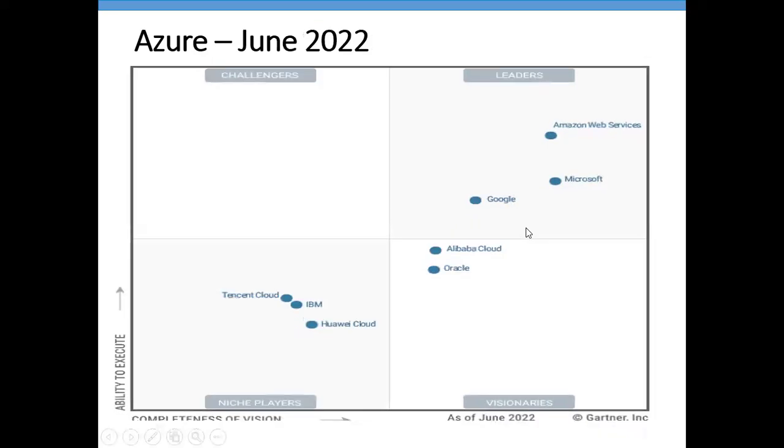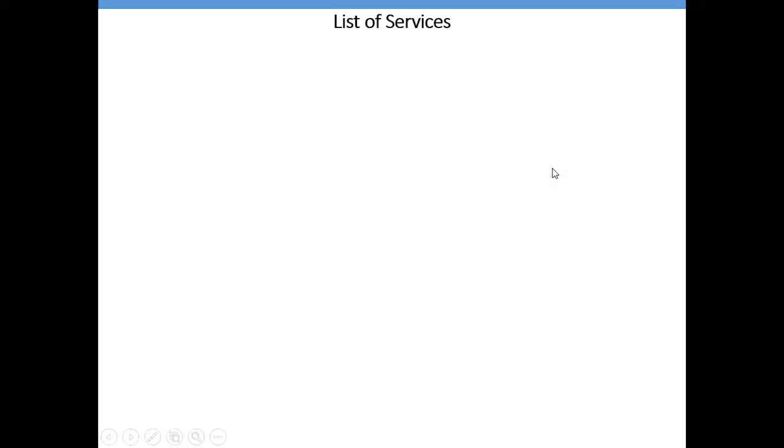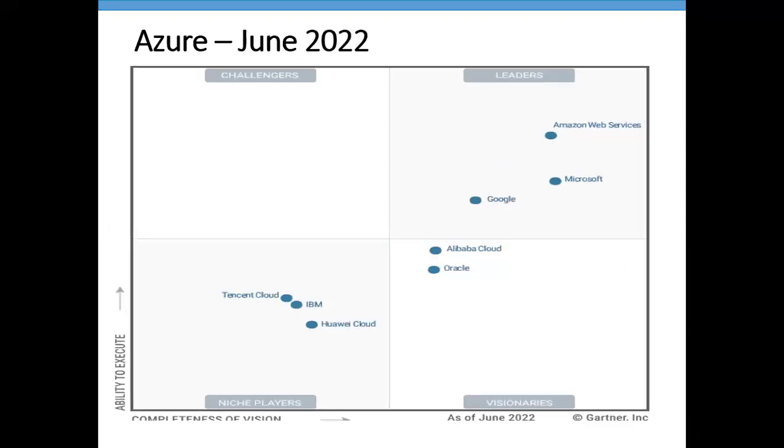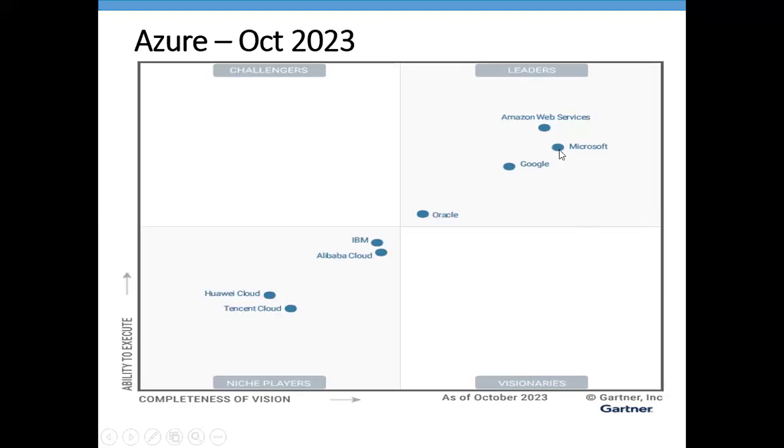Now you can see in June 2022 how much of a gap we have in position. Then October 2023. Here it is. So earlier, whatever gap we had between number 1 and number 2 has been reduced. Other than AWS, other clouds are doing very well in the market right now.